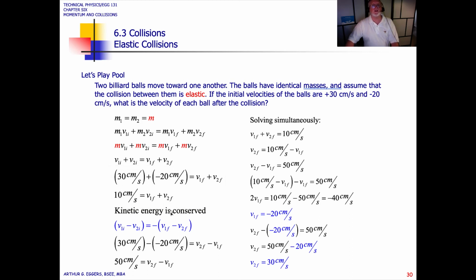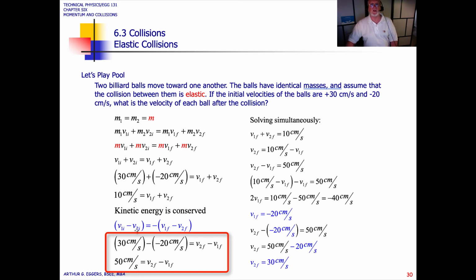Okay, kinetic energy is conserved. So now we can go back to that relationship that we solved for a slide or two back. Okay, so we've got this relationship that looks a lot like what we have up here. So now I can put in those initial values again into this relationship. 30 centimeters per second minus a minus 20 centimeters per second is equal to everything on the final side. And now I have 50 centimeters per second.